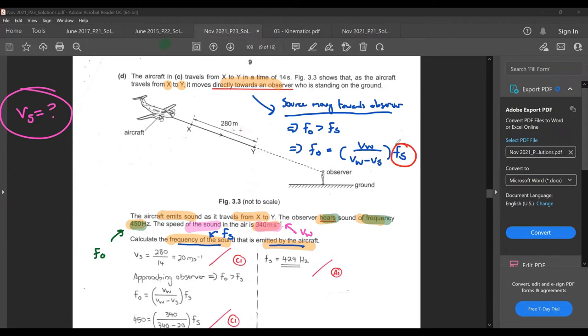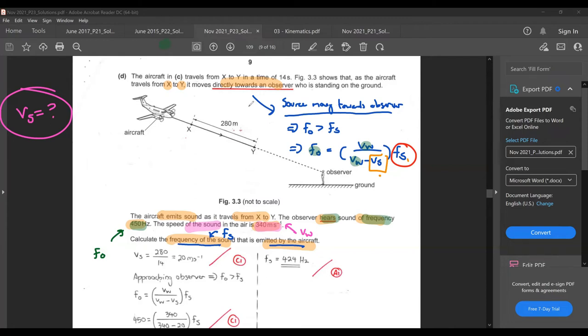You know what is Vw, you know what is F naught, but you're still missing Vs here. If only you know what is Vs, then you can find Fs. So you need to find out Vs first.